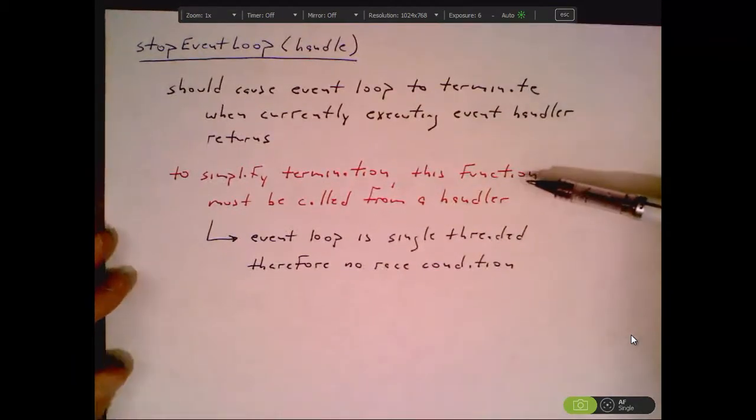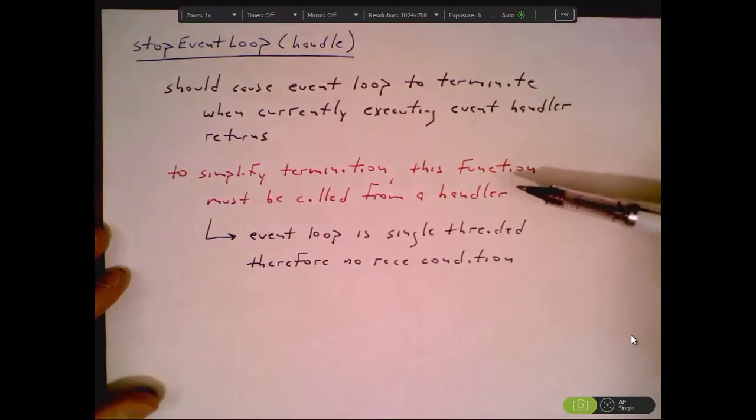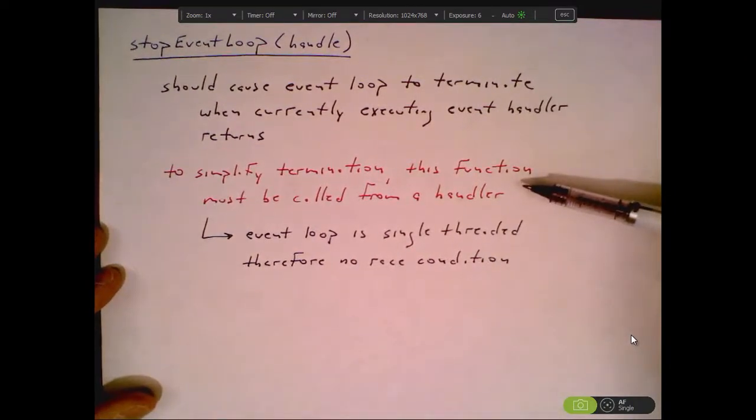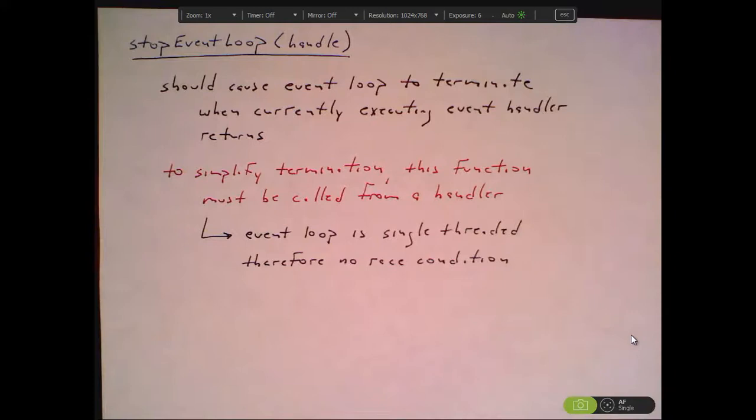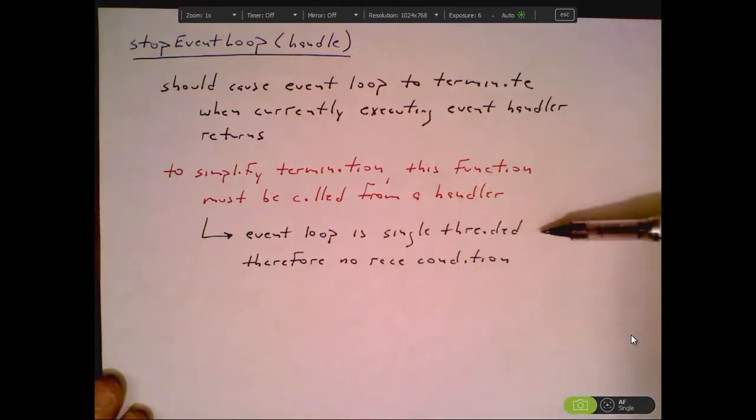And in this design for the system, we're requiring that stop event loop itself be called from a handler function. So it's not allowed to be called from a different thread. This is just to simplify our task of terminating the event loop. Again, as I've said, the event loop is single-threaded. It's just executing handler functions one after another in the order their events occurred.